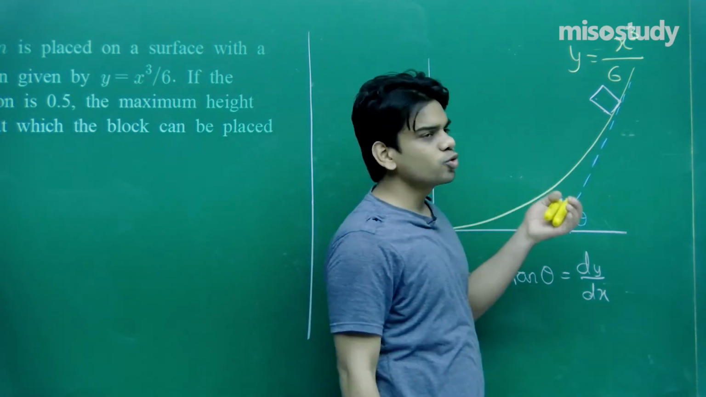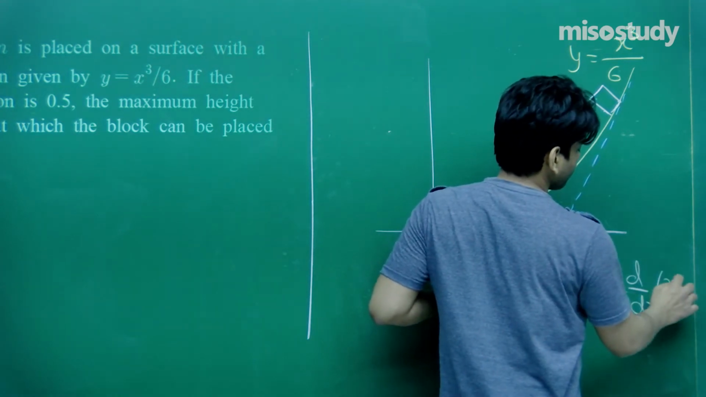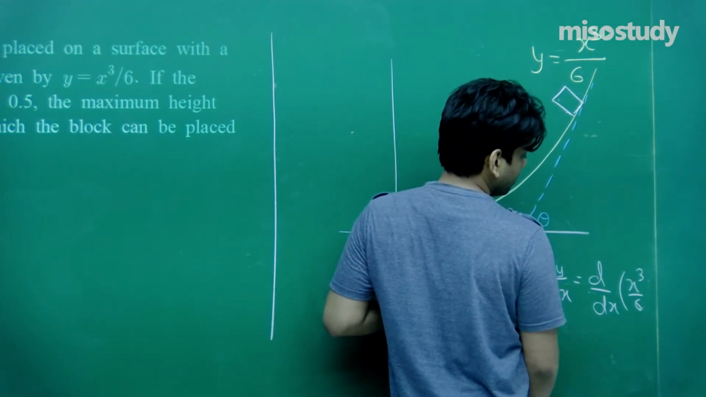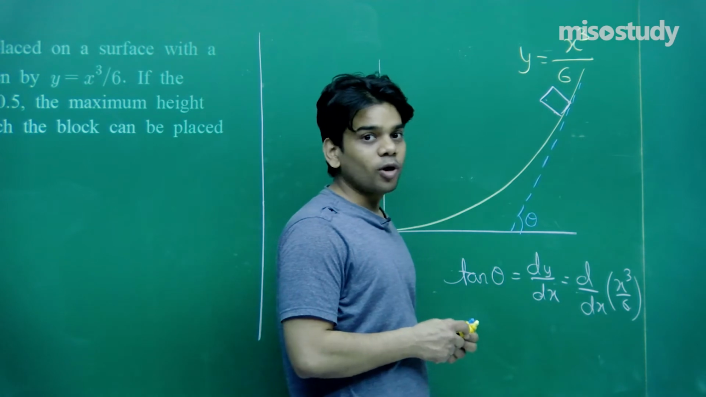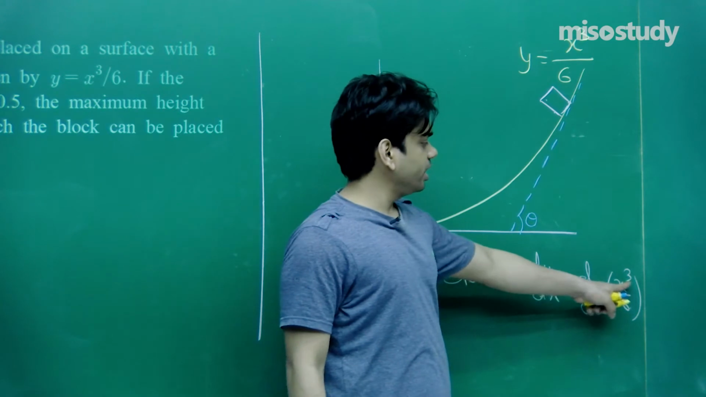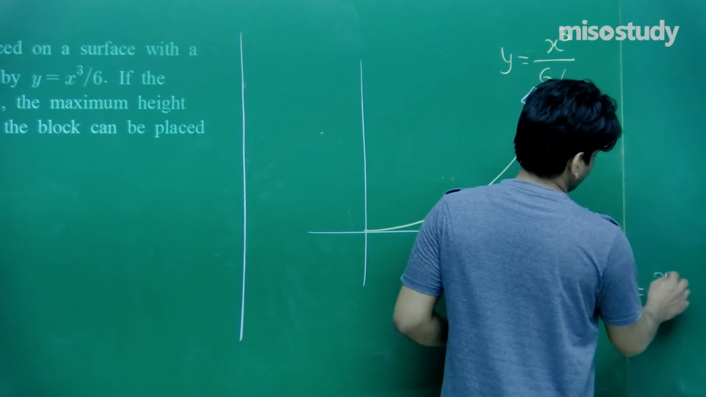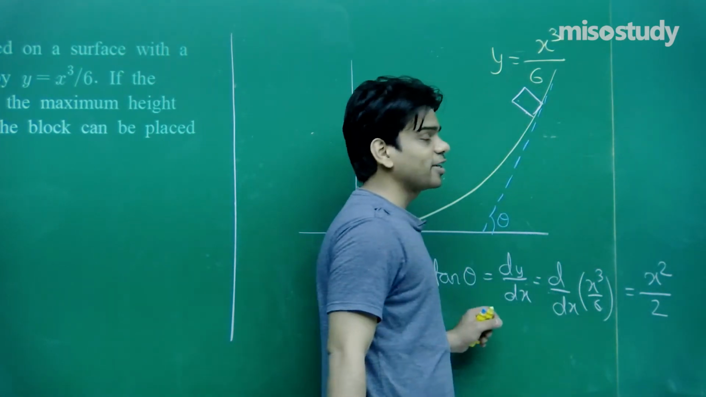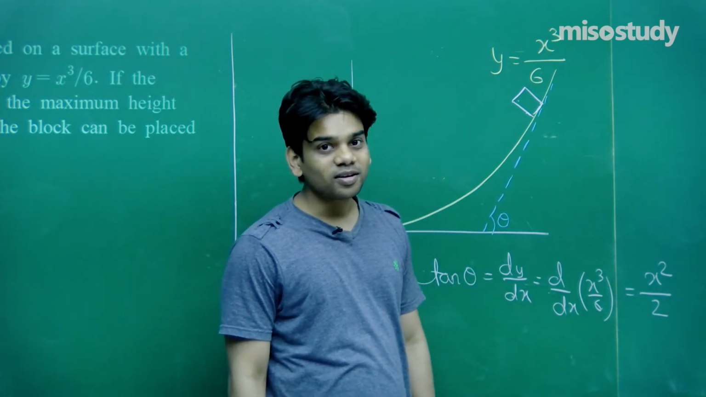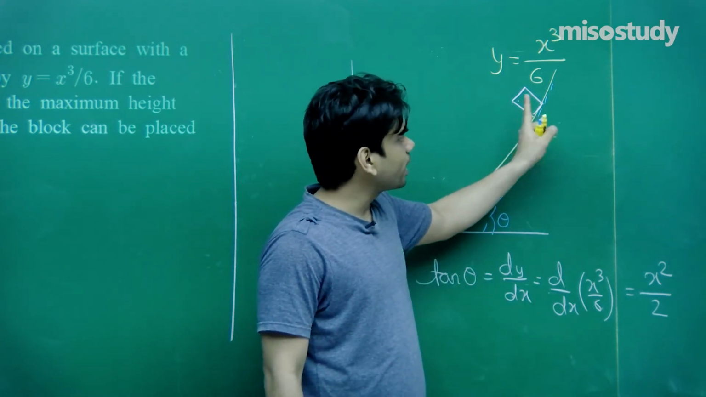First thing, y equals x cubed by 6. So we need to do d by dx of x cubed by 6. Easily you can evaluate this. See what kind of questions the JEE examiner actually seeks from us. d by dx of x cubed by 6 will come out as 3x squared by 6. It will be x squared by 2. You can easily check, it will be x squared by 2. This is the resultant answer that you will be obtaining. Now if I proceed from here, we got the value of tan theta, the slope of the curve at this point.